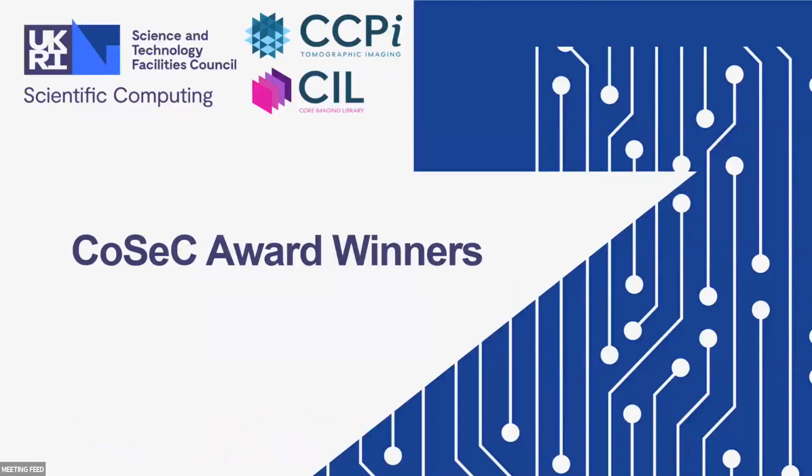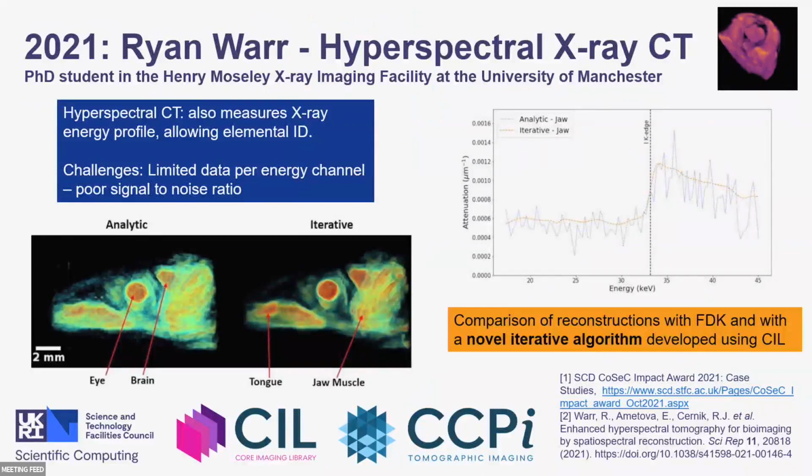So now I'll take you through a few case studies of how people make use of SIL in their research. And as it's the CoSeC conference, I thought I would draw these examples from previous CoSeC award winners. The CoSeC award provides a platform for early careers researchers to demonstrate their work and how they've been supported by a CCP. And every year that the award has been running, a researcher supported by CCPI has either come runner-up or won first place, showing our dedication for our support. So in 2021, the winner was Ryan Waugh, and this was for his work on hyperspectral X-ray CT.